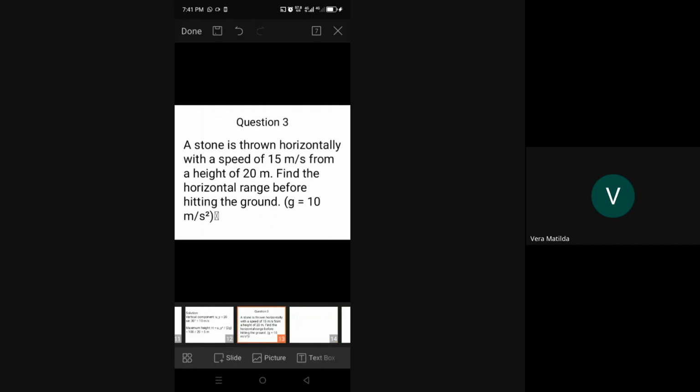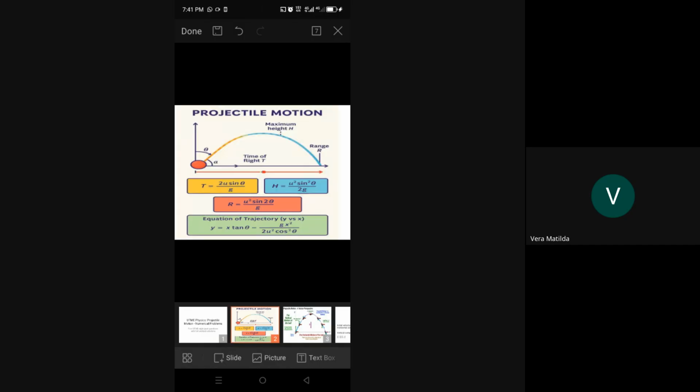So I want to solve this question that is on the screen now. A stone is thrown horizontally with a speed of 15 meters per second from a height of 20 meters. Find the horizontal range before hitting the ground. Now, if you look at this question, it will look like a projectile question, but you are not given an angle, so you can't use the projectile formula. That they ask for range does not mean you just come quickly to R equals U square sine 2 theta over G. The question does not give you theta, so you can't use this formula. So what am I going to do then?